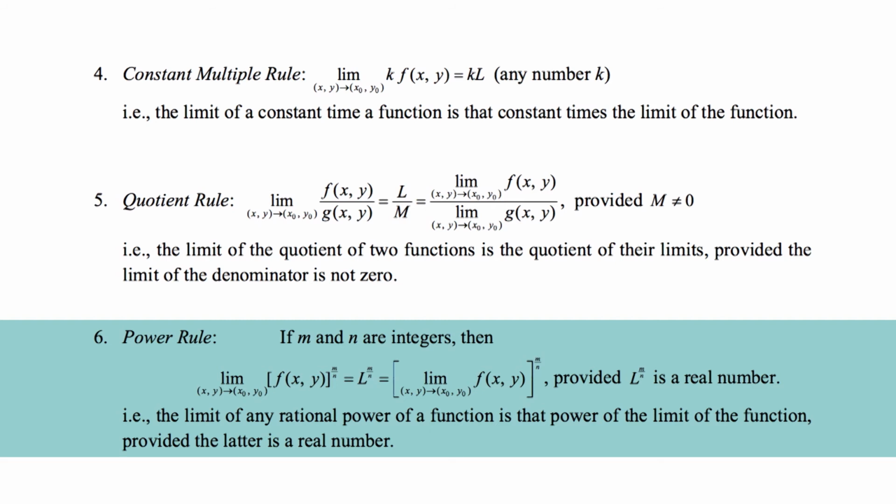Power rule: if m and n are integers, then the limit as (x, y) approaches (x naught, y naught) of f of (x, y) to the power m by n is equal to L to the power m by n, which is equal to the limit as (x, y) approaches (x naught, y naught) of f of (x, y), all raised to m by n, provided L to the power m by n is a real number. That is, the limit of any rational power of a function is that power of the limit of the function, provided the latter is a real number.